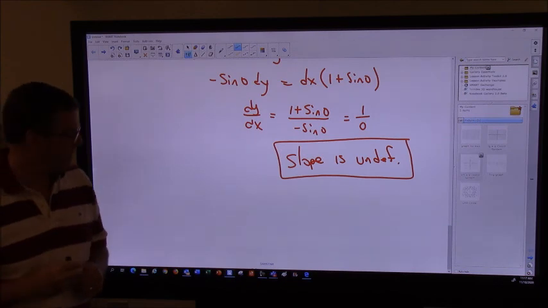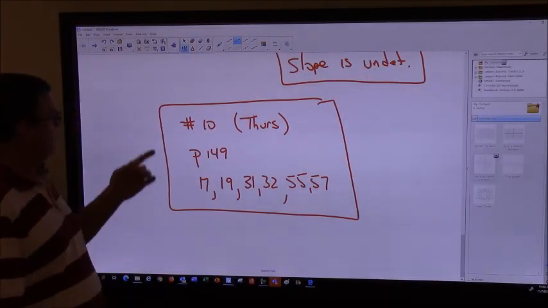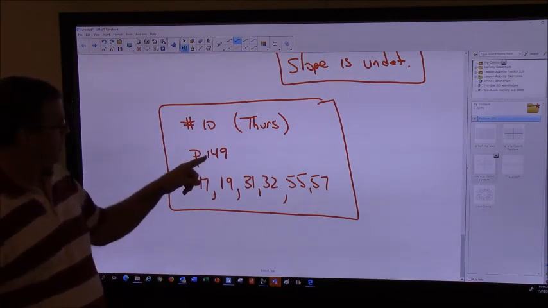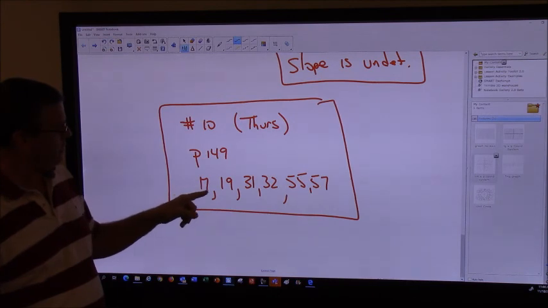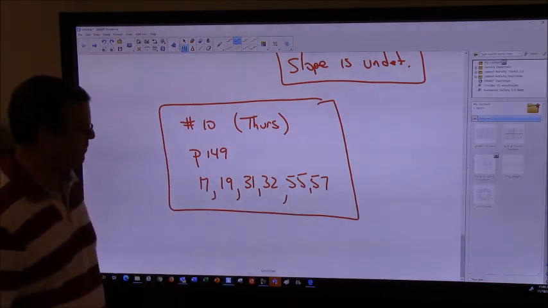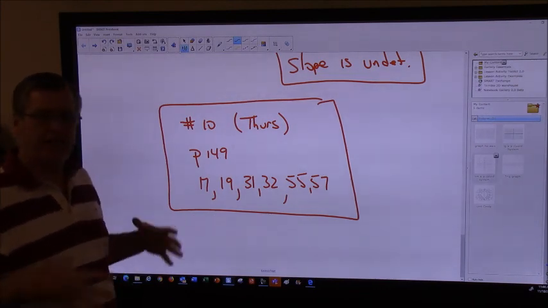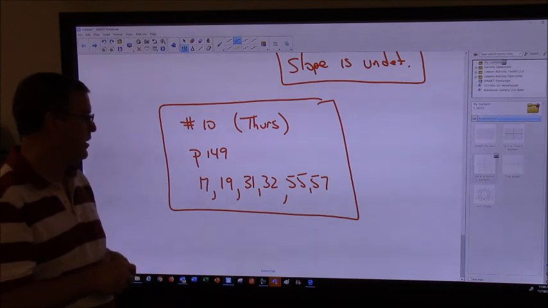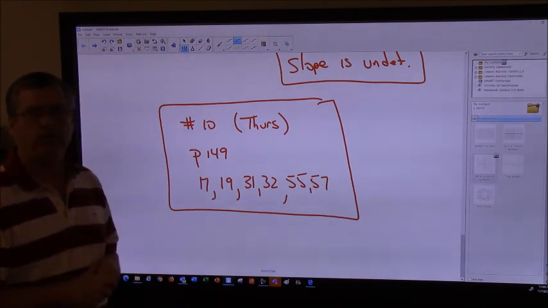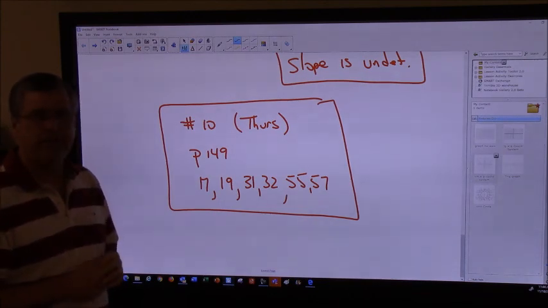Let me get you guys an assignment. All right, so here's our assignment. Finishing up number 10. And we're still on page 149. We're going to do 17, 19, 31, 32, 55, and 57. Kind of a small assignment, but we just had to get that trig part worked into this. And now I think we're ready to move on to related rates, and we'll start that on Monday.